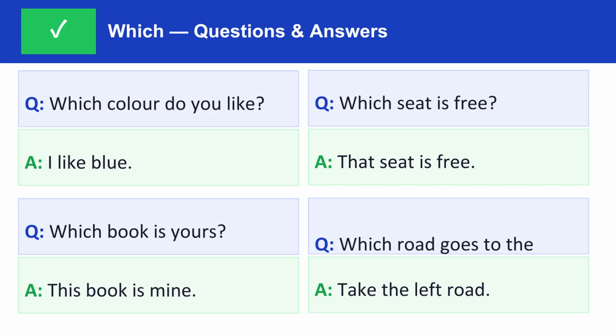Now let's practice which questions and answers. Question, which color do you like? Answer, I like blue. Question, which book is yours? Answer, this book is mine. Question, which seat is free? Answer, that seat is free. Question, which road goes to the station? Answer, take the left road.